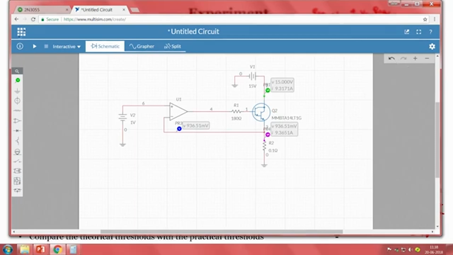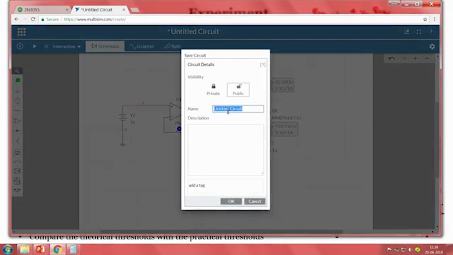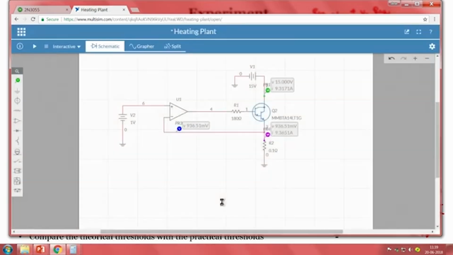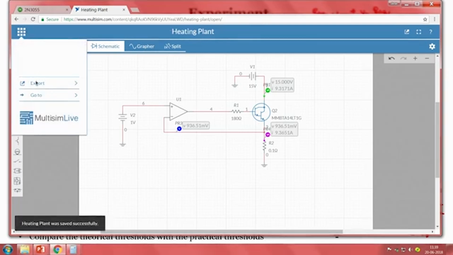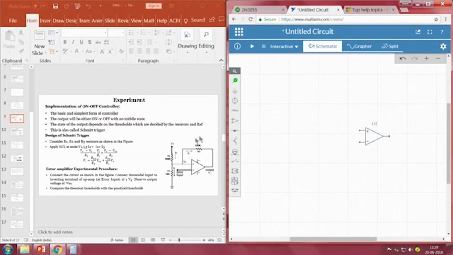Let me save this. The name I am giving is heating plant. Okay. Let me open a new file. So, I need an op amp. I am taking an op amp, positive, negative. I need 3 resistors. So, this is R1, 180 ohms.